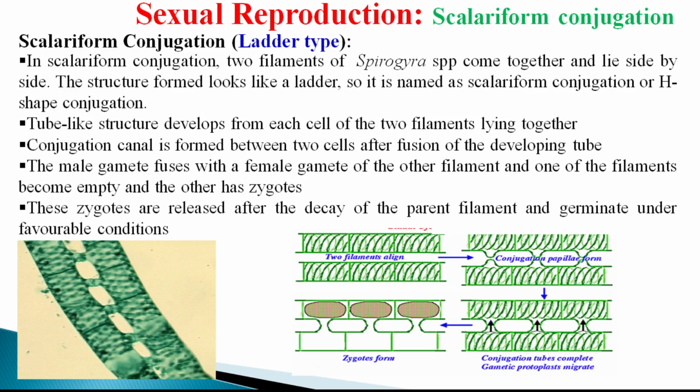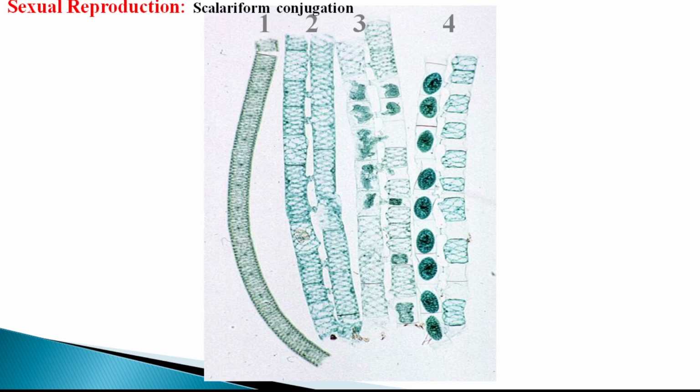The zygotes which are produced here are later released once the thallus structure starts to decay or decompose. So the parental filament undergoes a decay process, and the zygote which is produced, after a resting phase or when conditions become favorable, germinates and gives rise to a new thallus. So you have understood this particular concept.